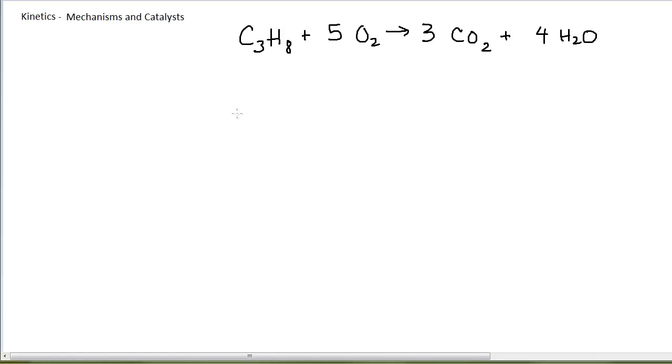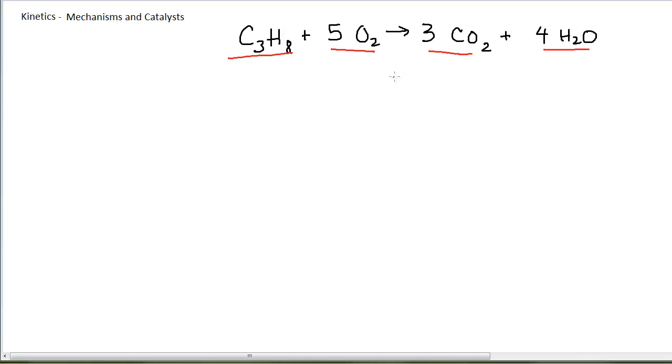When we think about the kinetics of a reaction, we're talking about how fast that reaction happens. When we see a balanced chemical reaction, such as this one on the screen, the combustion of propane, you might be tempted to think that it happens in the manner that it's written as it's balanced. In other words, you might think one propane molecule bumps into 5 oxygens and out pops 3 carbon dioxides and 4 waters. And that just is not true. It doesn't happen that way.